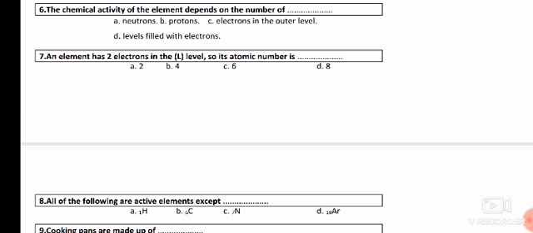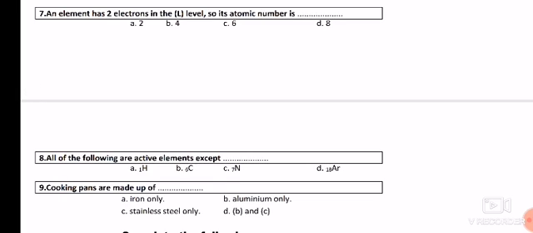Number 6. The chemical activity of the element depends on the number of... If you want to know the chemical activity of the element, we should know the number of electrons in the outer energy level. So the answer is electrons in the outer level.